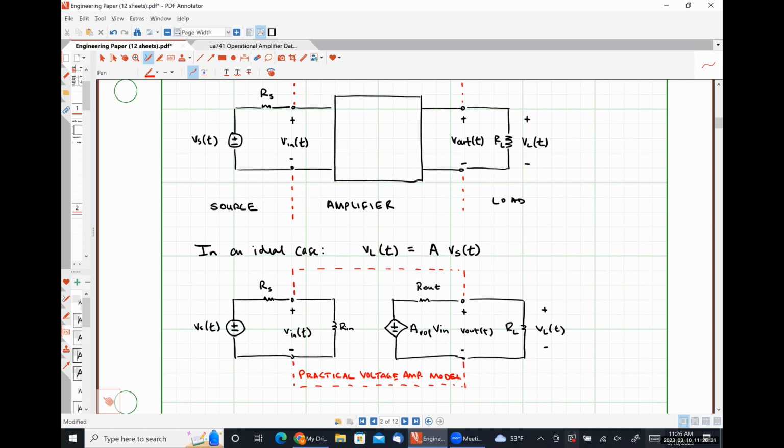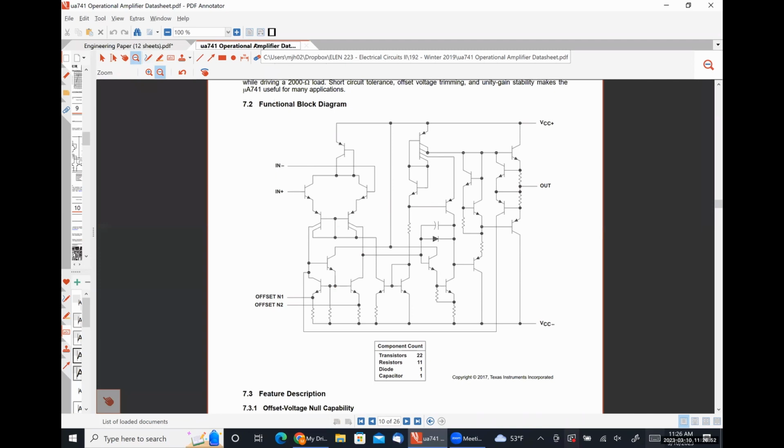Now, there is a very small problem with this circuit. We can't use it for op-amps. Let me explain why we can't use it for op-amps. How many input signals can an op-amp take? Let's look. There's an input plus, and there's an input minus, right?